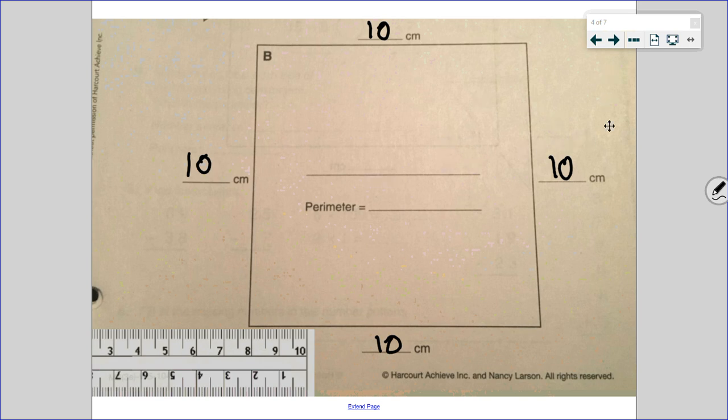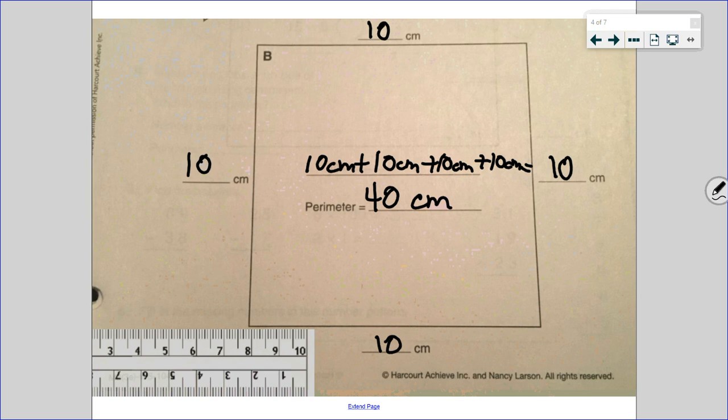So how do I find the perimeter? Well, let's see. I'm going to add all the sides: 10 centimeters plus 10 centimeters plus 10 centimeters plus 10 centimeters equals. Now, why do I have 4 numbers this time? Well, it's because I have a 4-sided shape. But guess what? Adding 10s is easy. 10, 20, 30, 40. My perimeter is 40 centimeters.